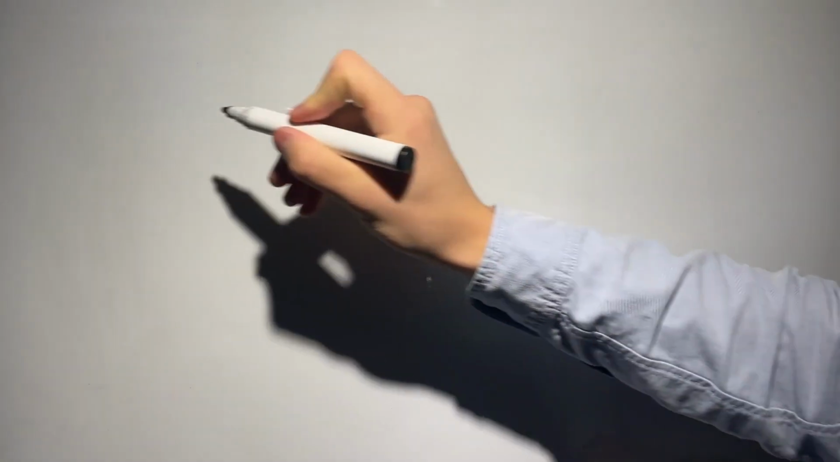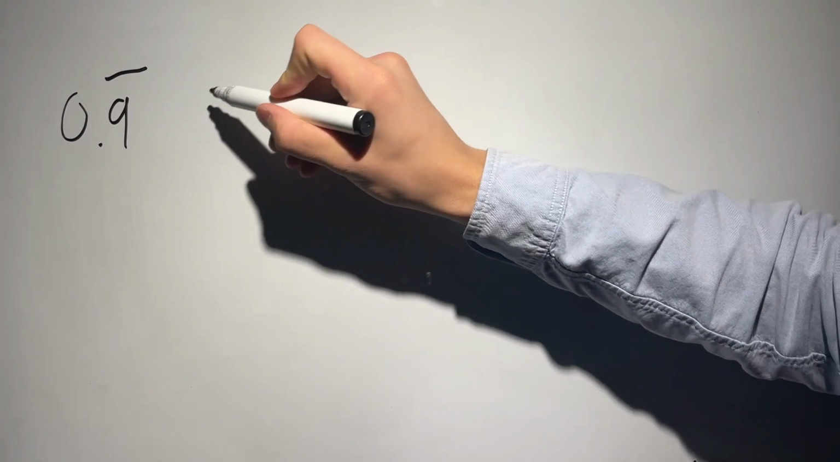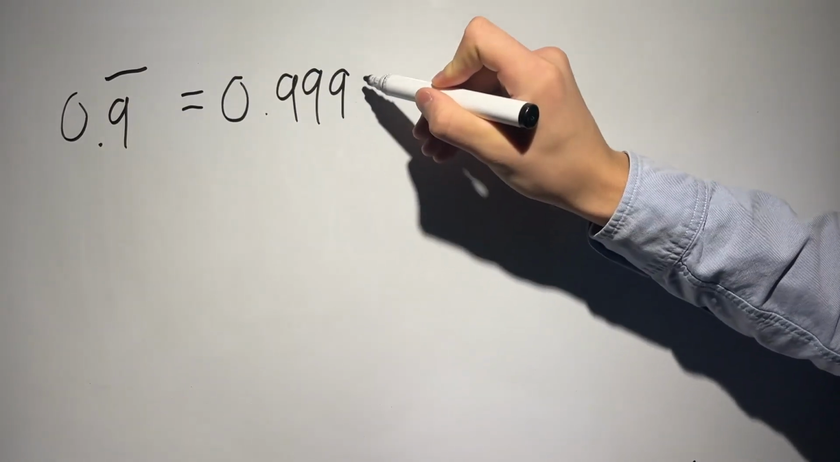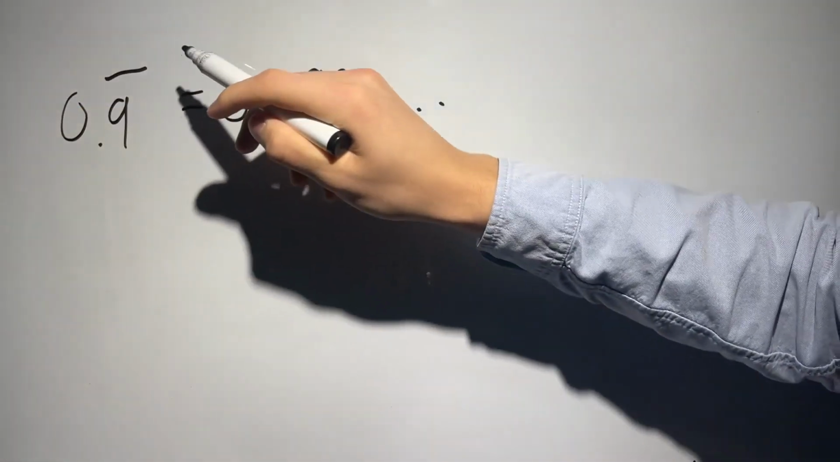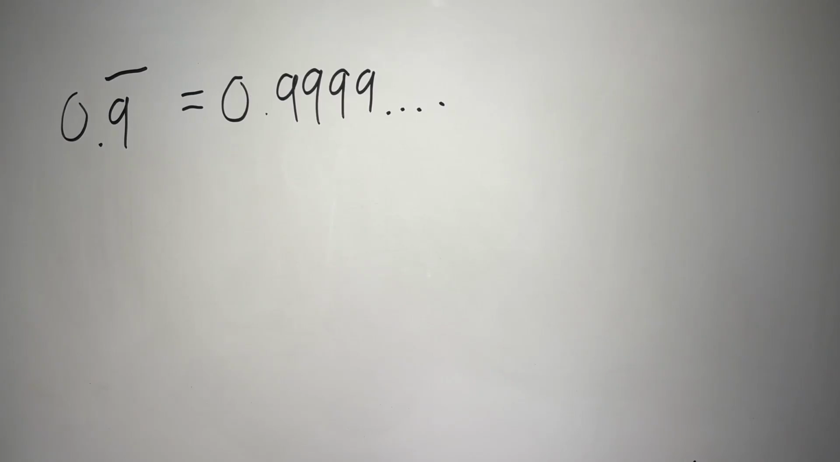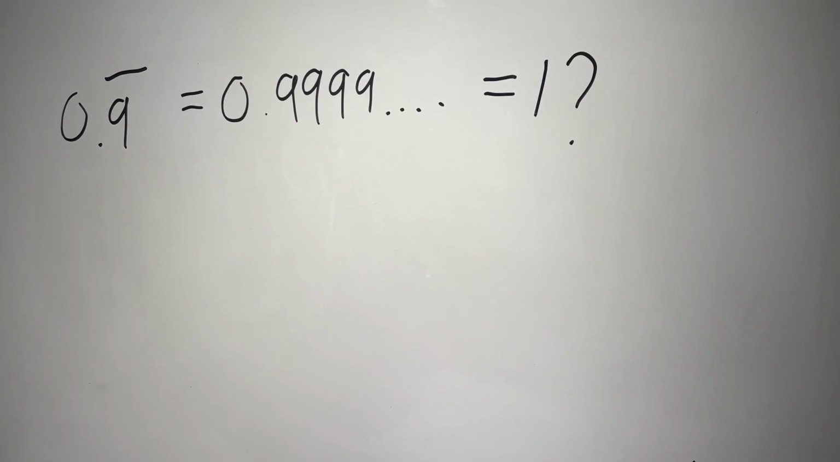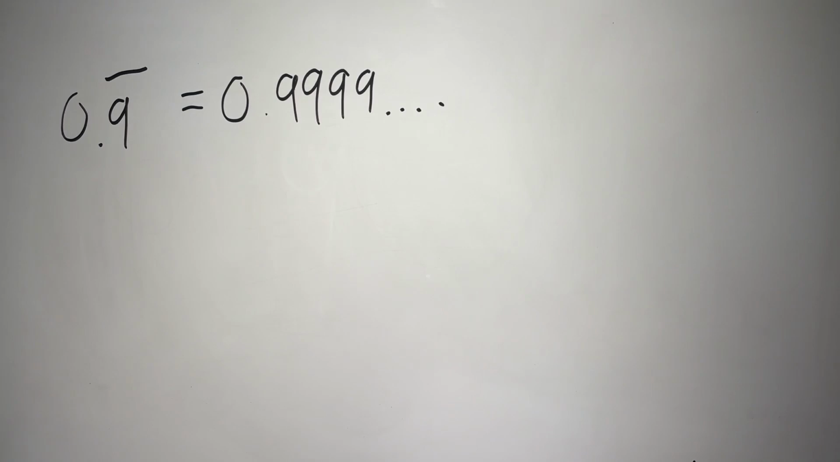Let's start by defining 0.9 repeating as the number we're working with. This means we have a decimal that goes on forever with nines after the decimal point. So 0.999, and so on, is the same thing as 0.9 repeating. Now you might be thinking, it's just really close to 1, but it can't be exactly 1, right? Well, let's see if we can actually prove it to be 1.